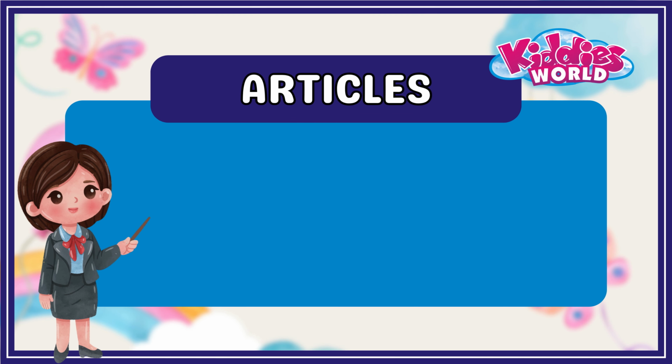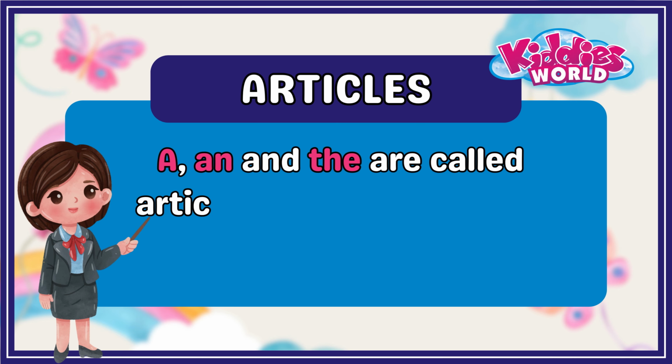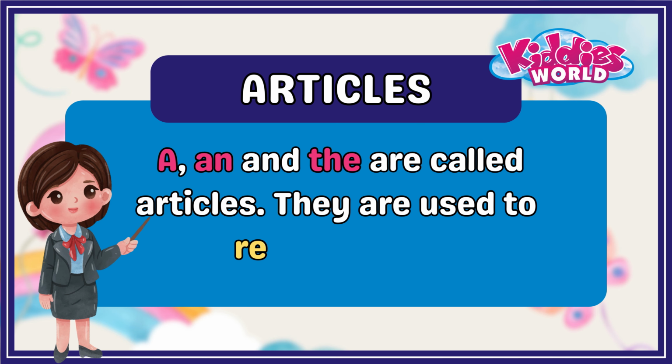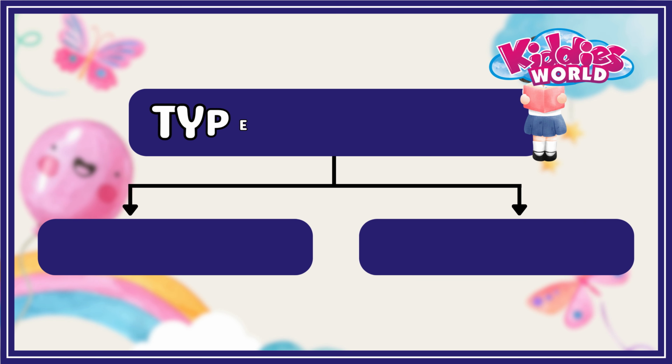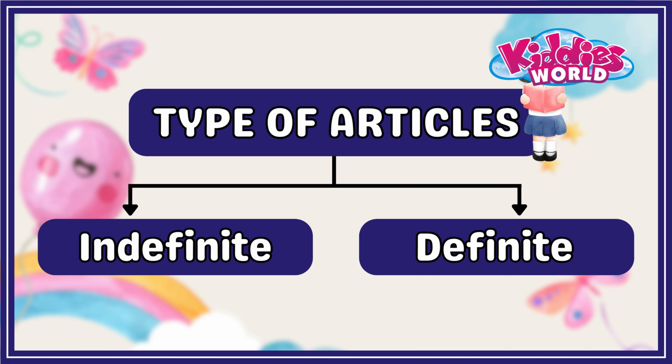Now, what are articles? A, an and the are called articles. They are used to refer to a noun. The two types of articles, definite and indefinite, are used in a different manner at different places. The articles a and an are called indefinite articles, whereas the is called the definite article.